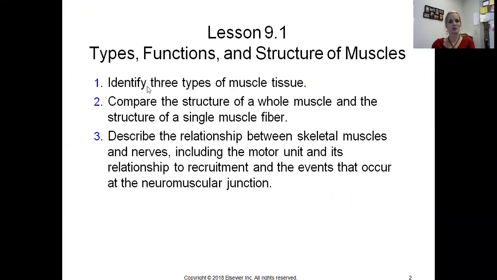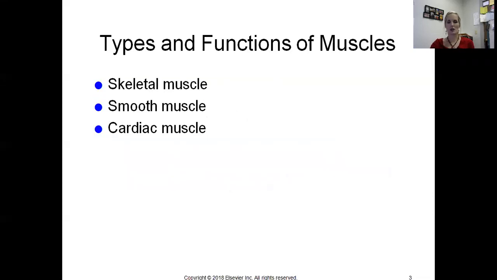I actually went ahead and cut this out already, the structure of a whole muscle and the structure of a single muscle fiber. I went ahead and took that out so you guys can not worry about that at all. We are going to look briefly at the relationship between skeletal muscles and nerves. So we'll focus more on nerves next week. So we're going to see a brief introduction into the nervous system today when we talk about its relationship to the skeletal muscle. So I'll show you guys what I mean by that. So real short and sweet with that too.